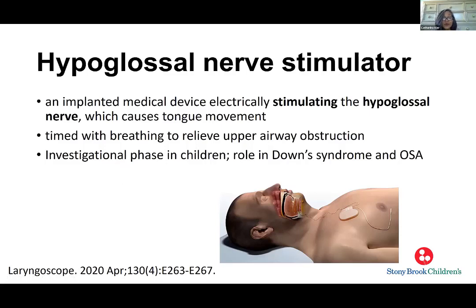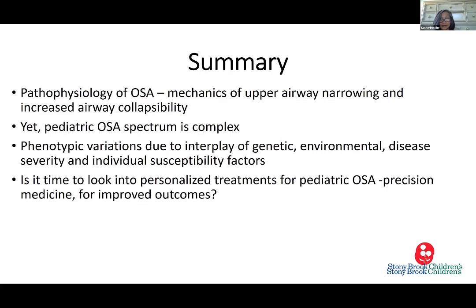Now, another evolving thing is the hypoglossal nerve stimulator. This is also an implanted device that's electrically stimulating the hypoglossal nerve, so it causes tongue movement. It is a device where, when it senses that the tongue collapses and obstructs the airway, it stimulates the hypoglossal muscle. This is timed to relieve that impending upper airway obstruction. It's investigational in children, and it may have a role in Down syndrome and OSA.